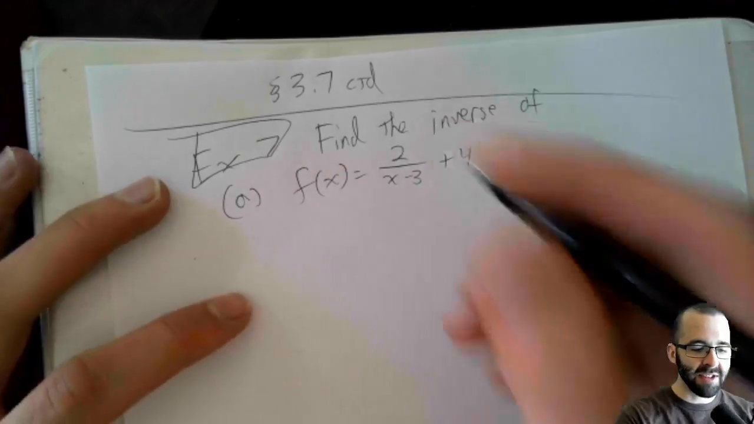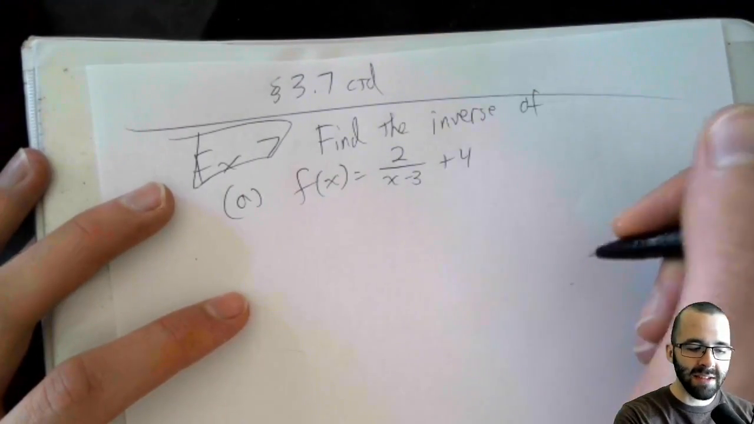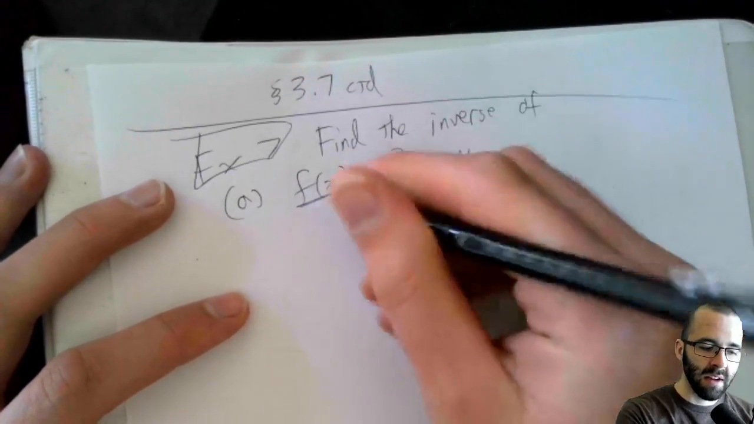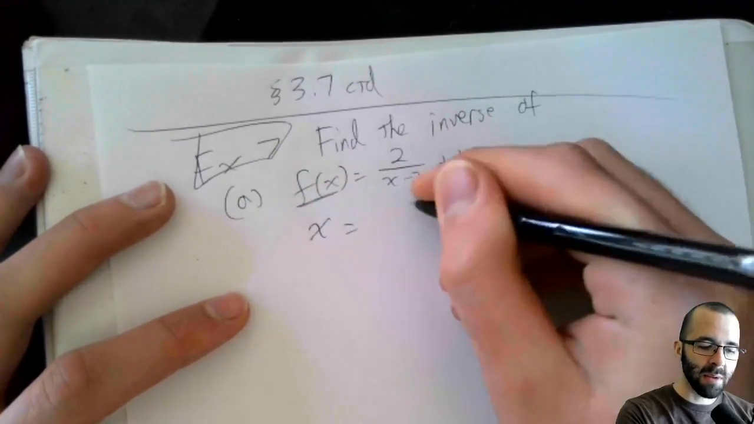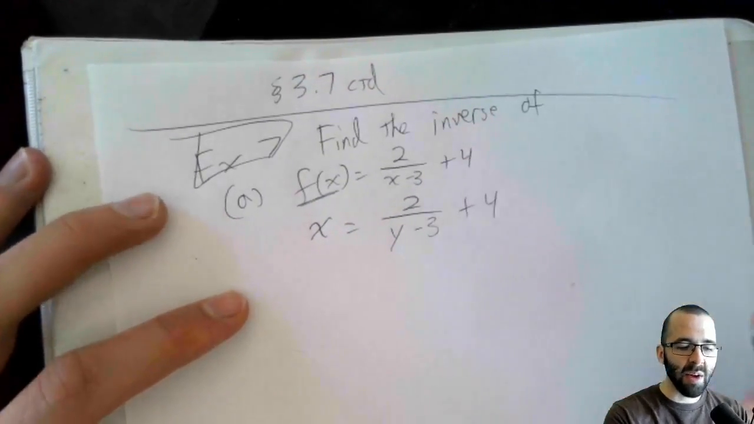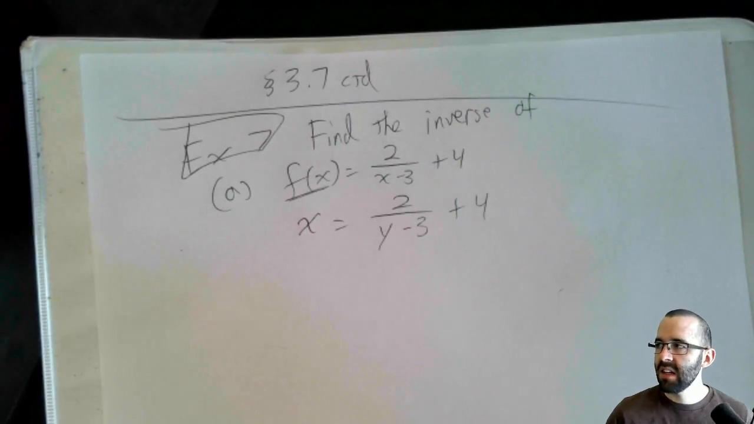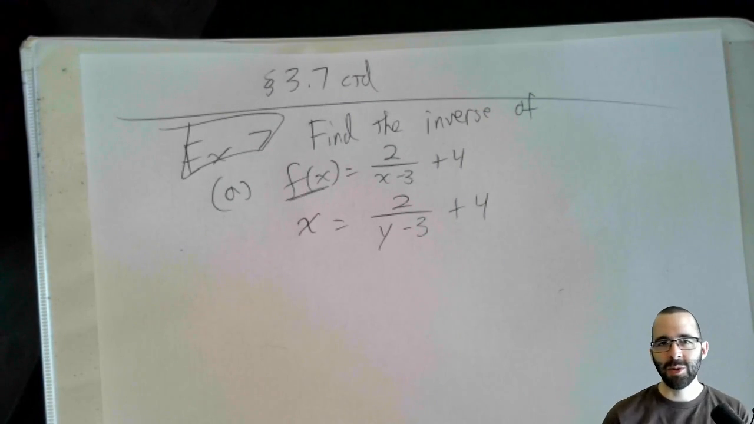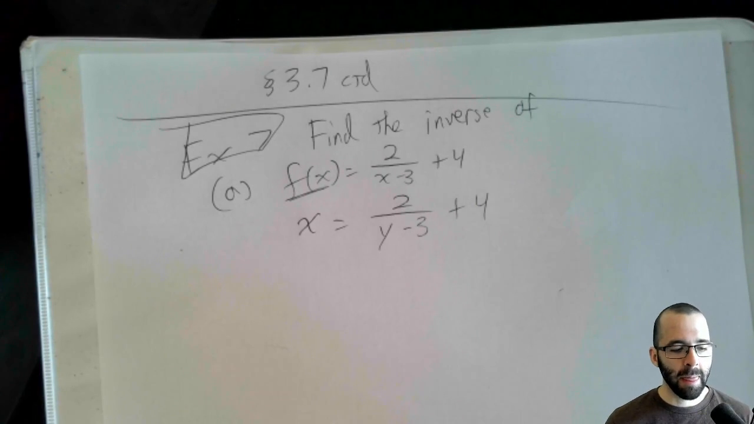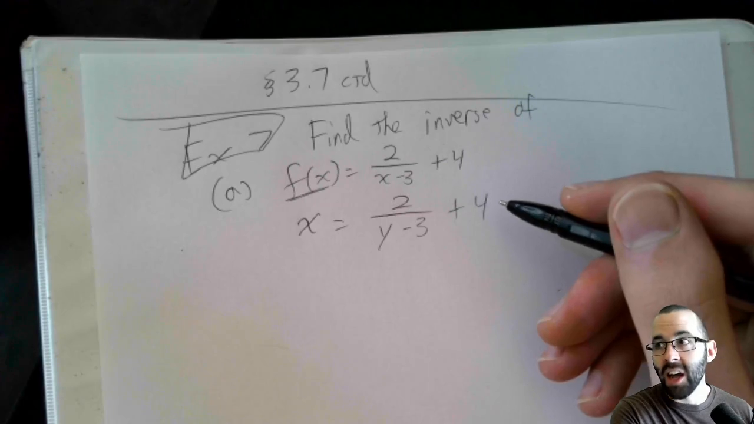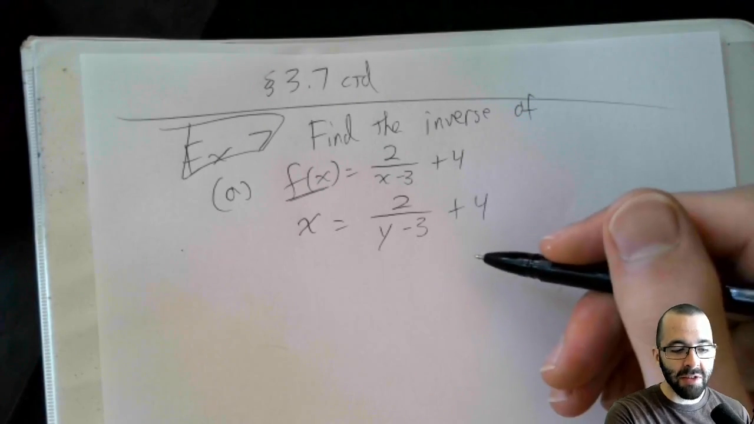All right. So to find inverses, we just switch the x's and the y's. So this is our y, so it's going to become x is equal to 2 divided by y minus 3 plus 4. This is how we find the inverse function. Switch your x's and your y's, and we just solve for y. This is most of the points already. Most of the hard part is remembering how to solve.